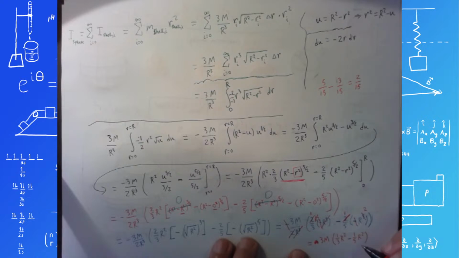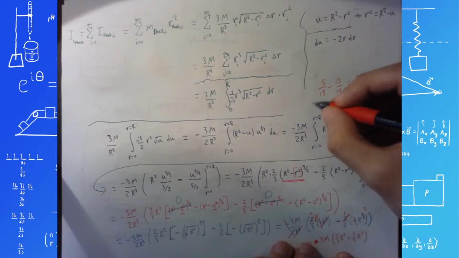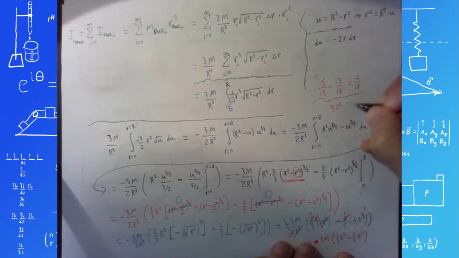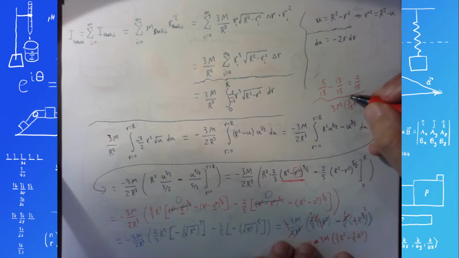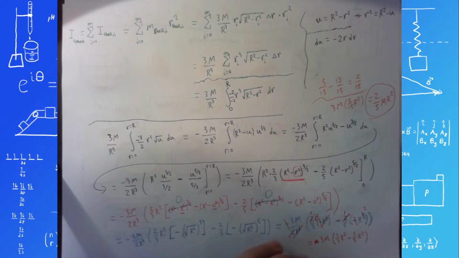So we've got 3m times 2/15 of big R squared. 2/15 and 3, the 3 and the 15 reduce to a 1 and a 5, so that's 2/5. We get 2/5 the mass times the radius of the sphere squared. And there we go. Woo!